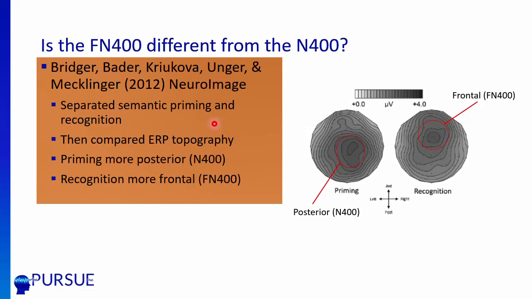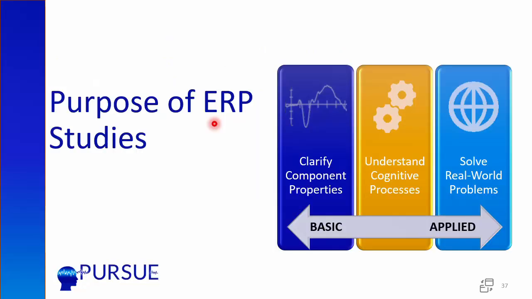And we'll learn more about the theories behind that, and we're still testing that to figure out exactly what cognitive processes map on to the FN400 and the N400 respectively. So let's talk about the purpose of ERP studies. We have some basic information that we could get, just identifying the component, right? Then maybe understanding what the component reflects in terms of its cognition, and then maybe even in some cases applying it to better understand real world problems.